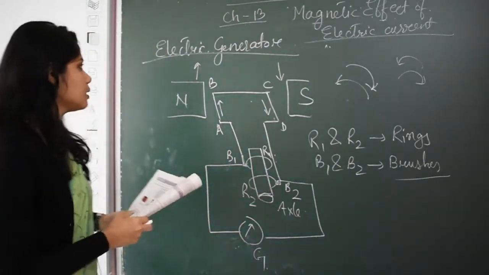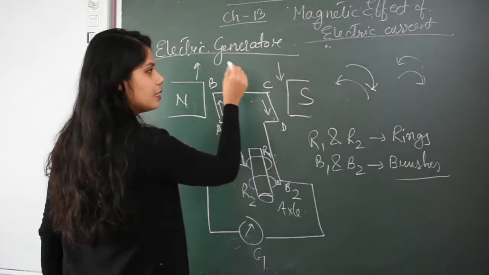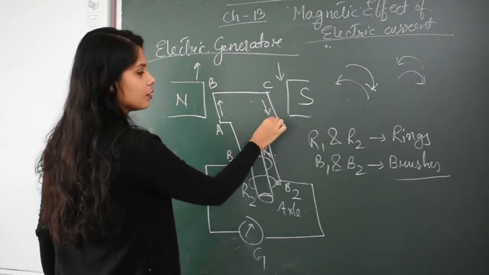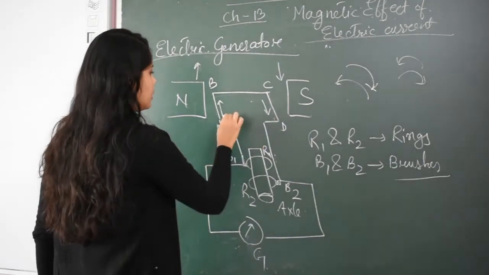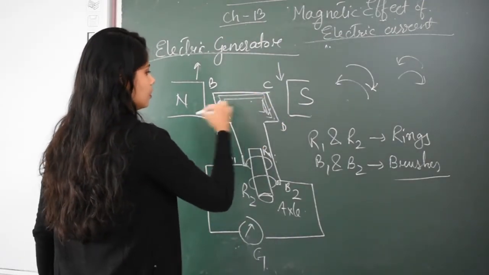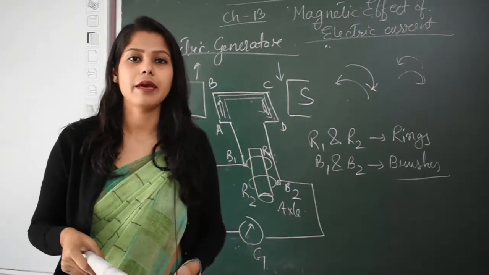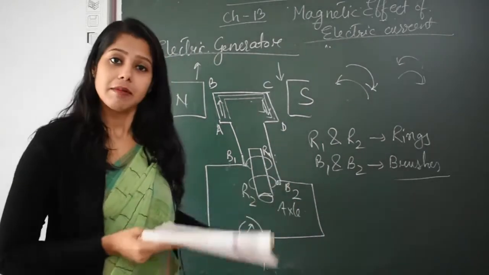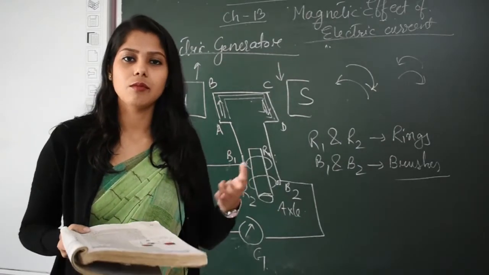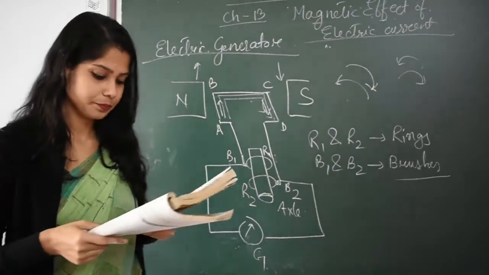As in the motor, in the generator if this one coil is ABCD, and I add n number of coils, then the current gets added up and we get maximum current with the same mechanical energy. The more the number of turns, the more electric current is produced.